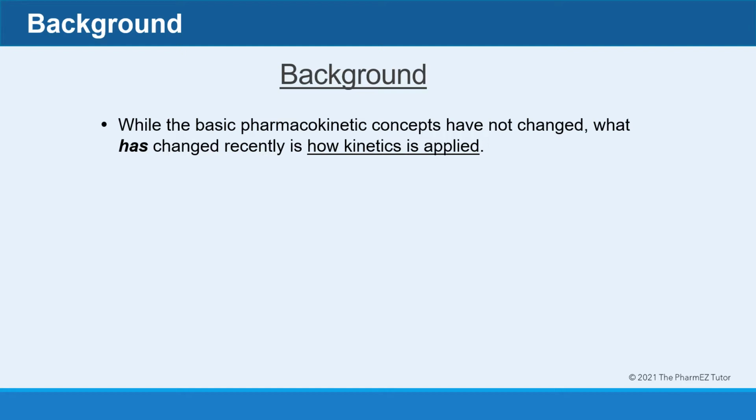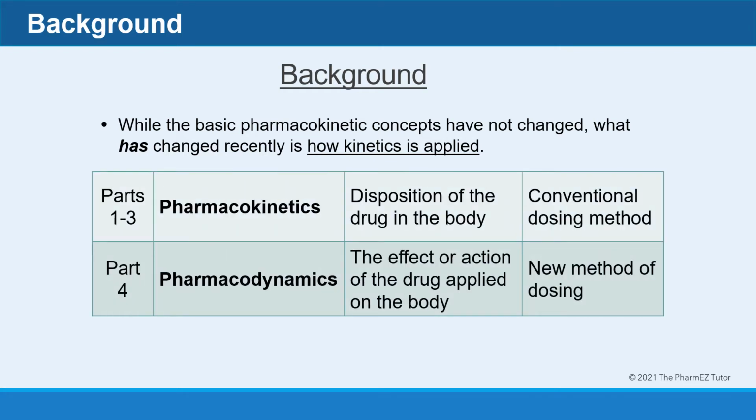While the basic pharmacokinetic concepts have not changed, what has changed recently is how kinetics is applied. In parts 1 to 3 of this series, we'll be talking about pharmacokinetics. Pharmacokinetics is defined as the disposition of the drug in the body, and we use conventional dosing methods to dose vancomycin and aminoglycosides. In part 4 of this series, we're going to switch gears and talk about pharmacodynamics, which is the effect or action of the drug applied on the body. Pharmacodynamics presents a new way of dosing vancomycin and aminoglycosides.